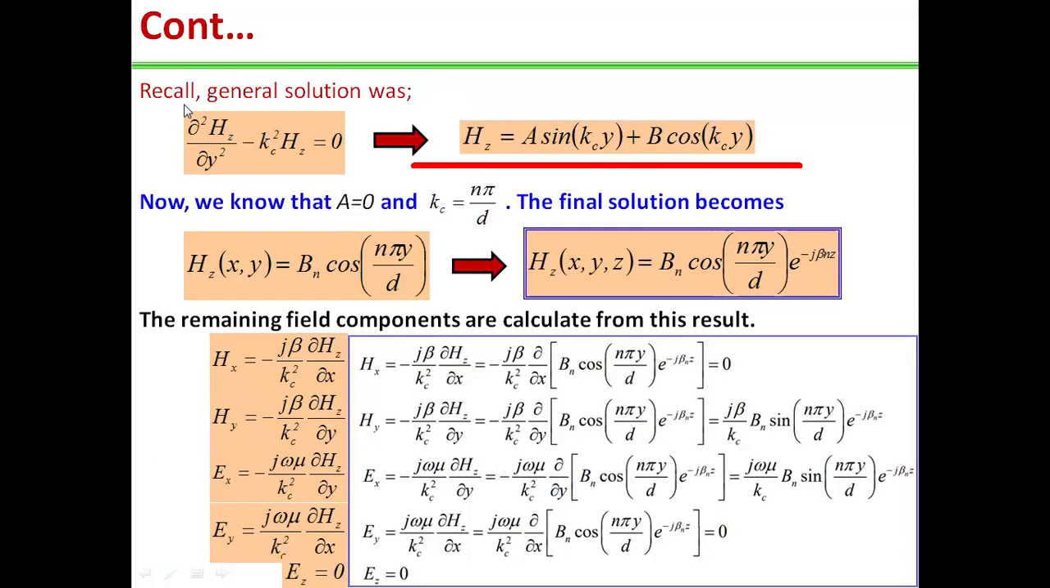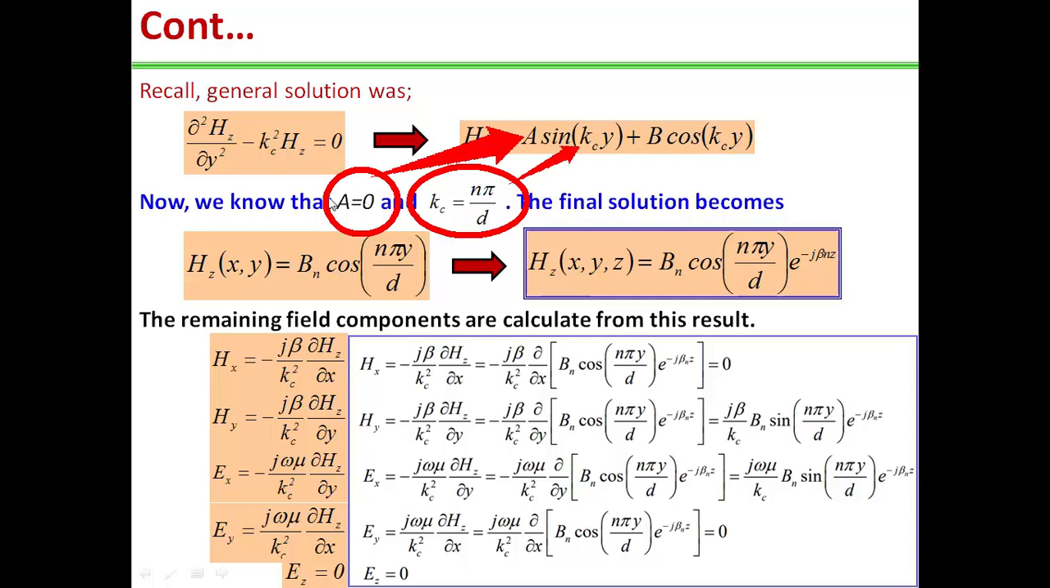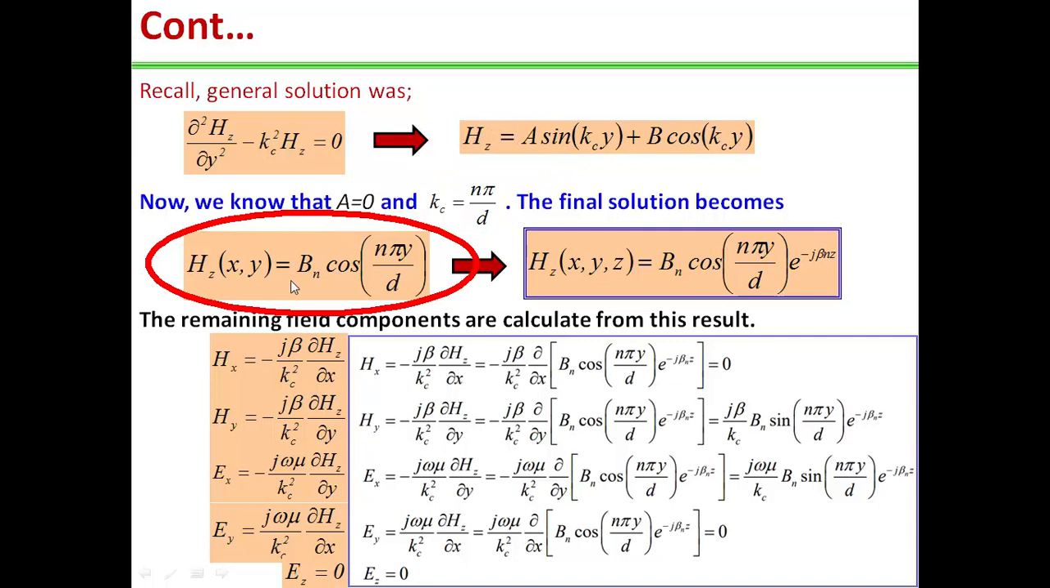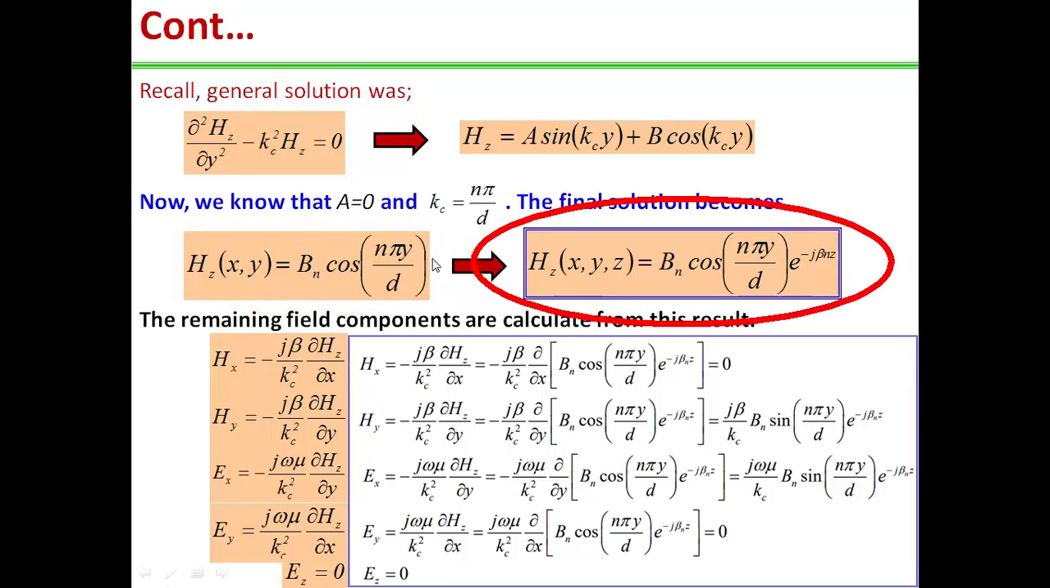So we have calculated the general solution of Hz as A sin kc y plus B cos kc y, and applying the boundary condition, we have calculated A is equal to 0 and kc is equal to n pi by d. After putting the values of A and kc into the general solution, we will have the final solution of the field in the z direction, that is Hz(x,y) is equal to Bn cos(n pi y by d). And the wave is traveling in the z direction, so this is the forward traveling wave.